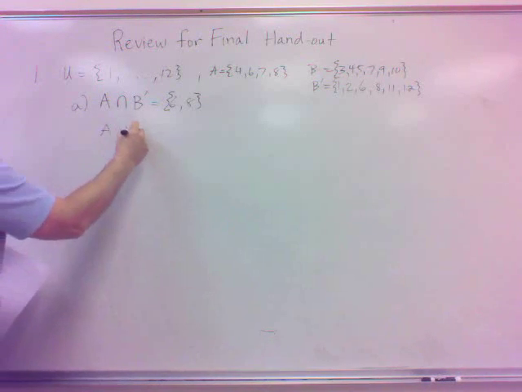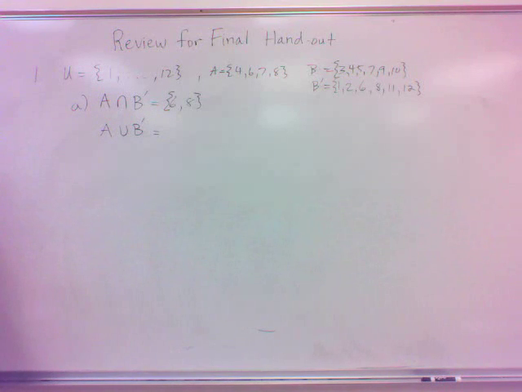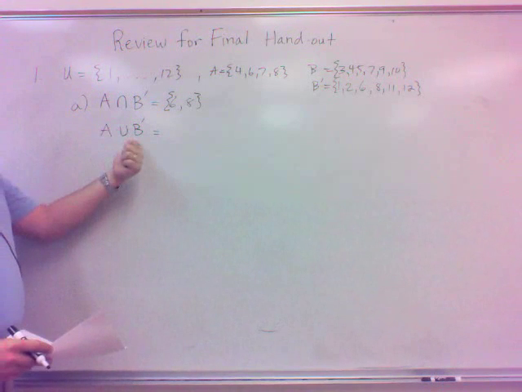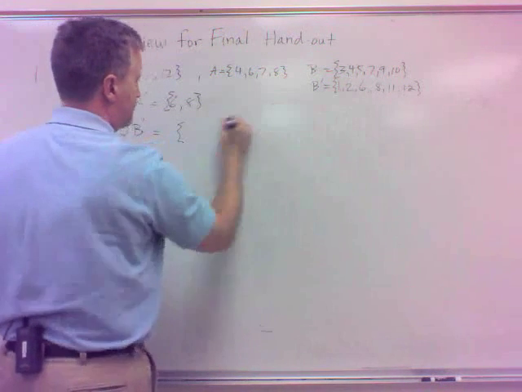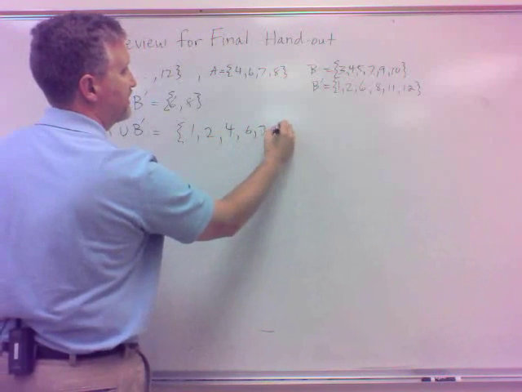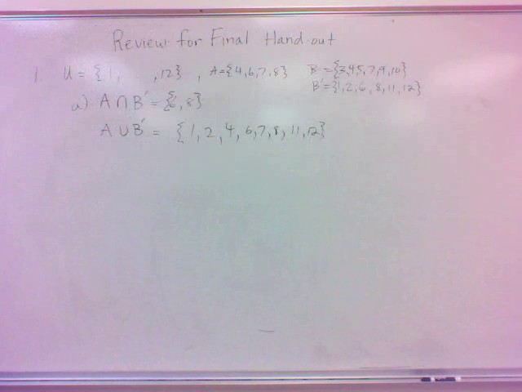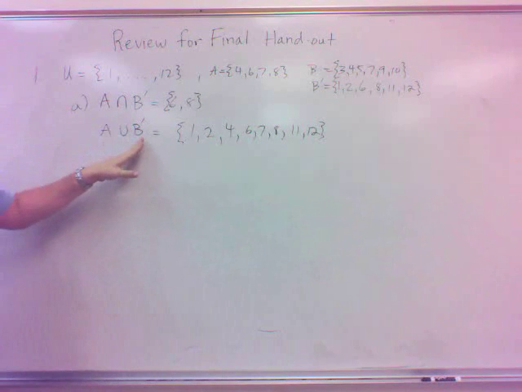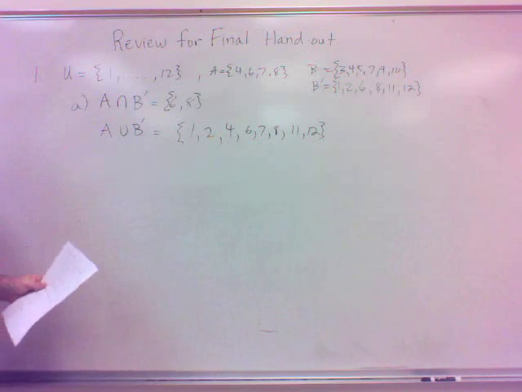All right, then I flip that and do A union B complement. What does union mean? That's where you combine them both, right? You put everything in set A with everything in B complement. So if I go in order, put 1 and 2, I got 4, I got 6, 7, 8, 11, and 12, don't I? So remember, union means put both of them together. Everything in set A with everything in set B complement, or whatever the sets are. Okay?